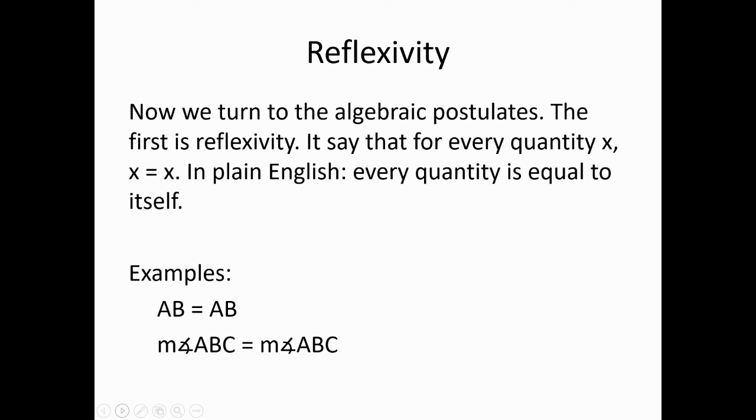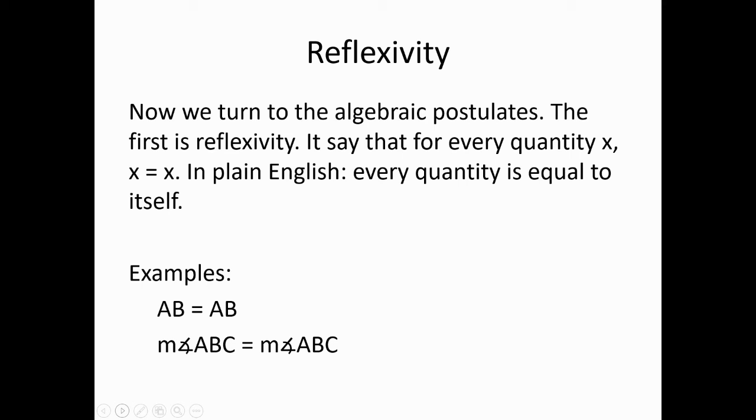So first of all, reflexivity. It says this: for every quantity x, every number x, if you like, x is equal to x. In plain English, every quantity is equal to itself. So for instance, the length of segment AB is equal to the length of segment AB. That's the first of our examples. And then the second is the measure of angle ABC is equal to the measure of angle ABC.